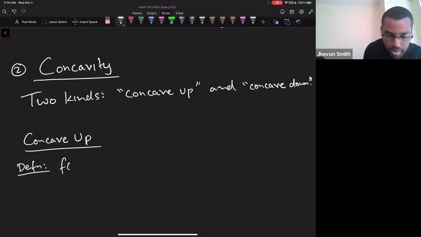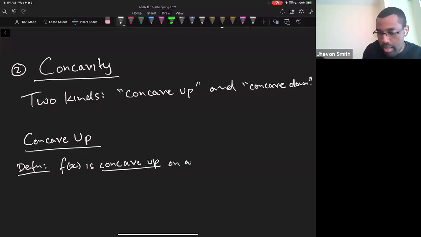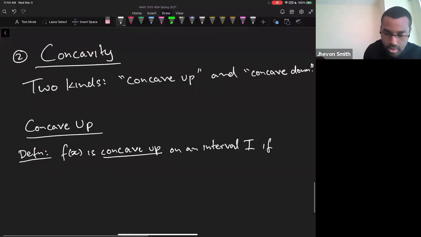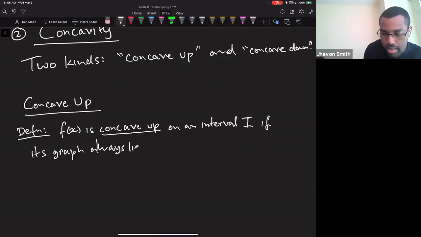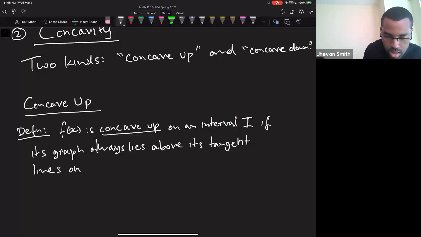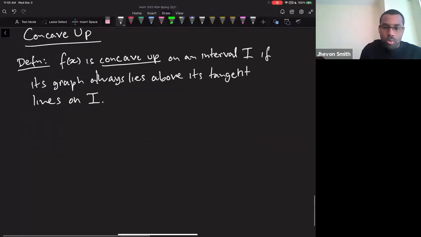Definition. f of x is concave up on an interval I if its graph always lies above its tangent lines on I. So what does that mean?